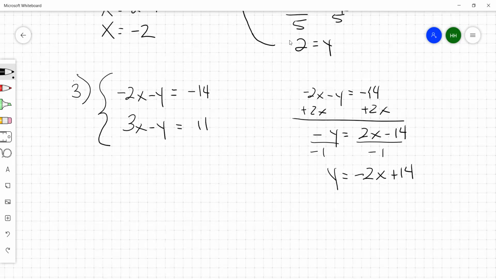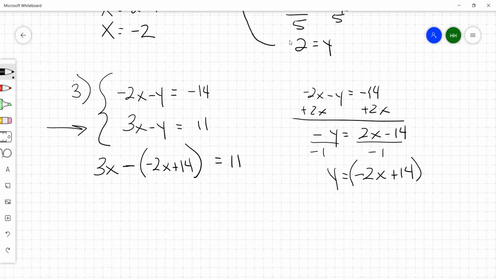Okay. So if y equals negative 2x plus 14, this is like a super be careful area. So I'm going to substitute it into this equation: 3x minus, y is equal to negative 2x plus 14, so 3x minus the quantity negative 2x plus 14 equals 11. Now, do you see this 3x minus and then a left parenthesis? That is the same as 3x minus 1, which means this has to be distributed.